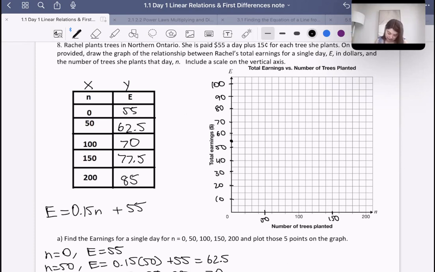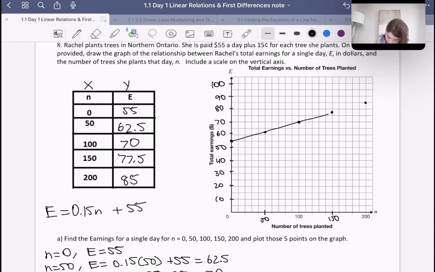So 50 and 62.5. So let's see, here's 60 right there. So 62.5 would be right there. And then there's 100 and 70. So 70 is right there. And then there's 150 and 77.5. Okay, so there's 75, 77.5 is right there. And then 200 and 85. Okay, so 85. That. Oh no, I think that's 90 actually. I think I plotted that wrong. Yep, there we go. I didn't quite get it right. Okay, there we go. Now I think we got it right.